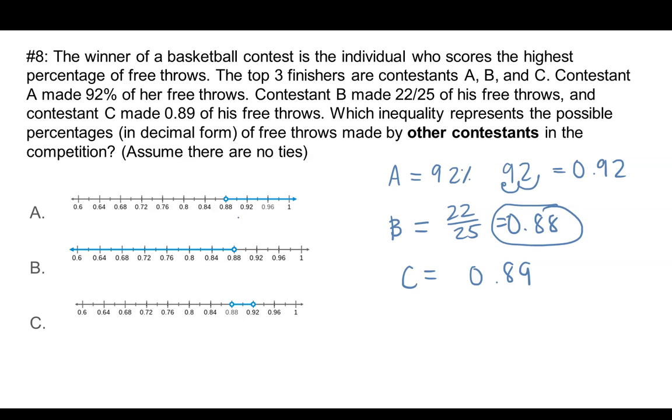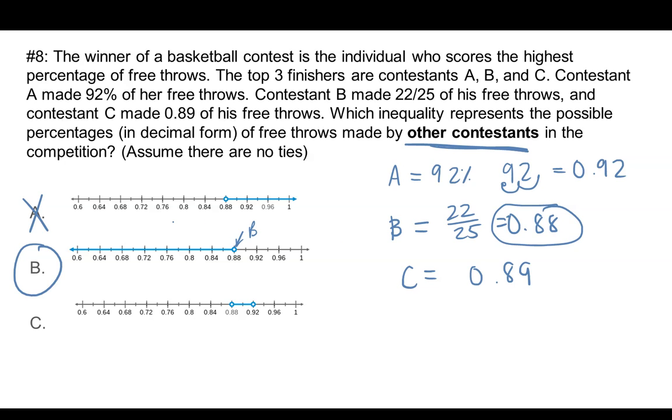So we want to look at where it is graphed at 0.88. Well, all of them. But this one is going greater than, which I know it's not, because these are the winners. All the other contestants are less than 0.88. So if I look at B, it is going less than. Let's look at C. C is 0.88 to 0.92. That would represent the A, B, and C contestants, but we don't want that. We want the other contestants. So that is going to be represented by graph B. Okay? And notice it's an open circle because there are no ties, and contestant B scored 0.88. So everybody else has to be less than that.